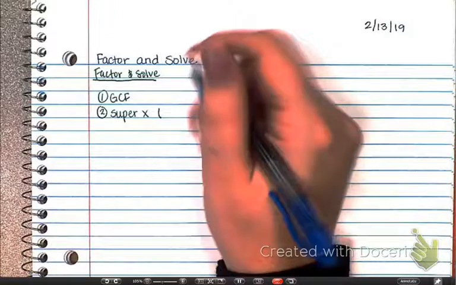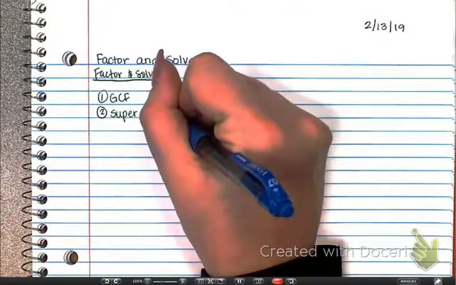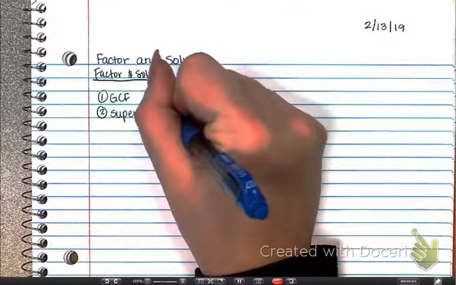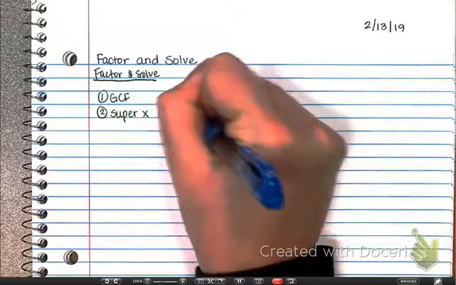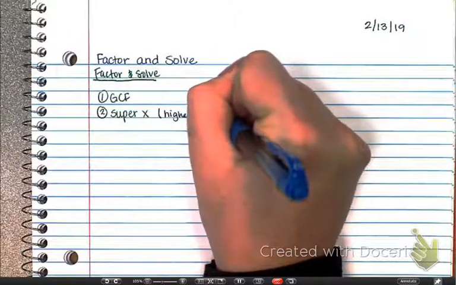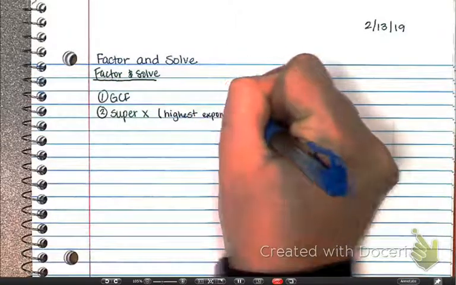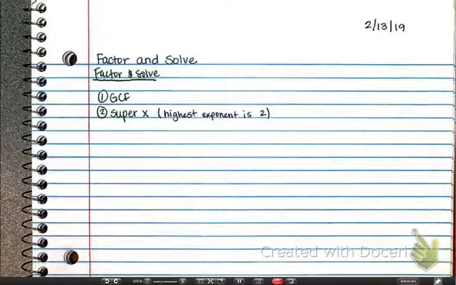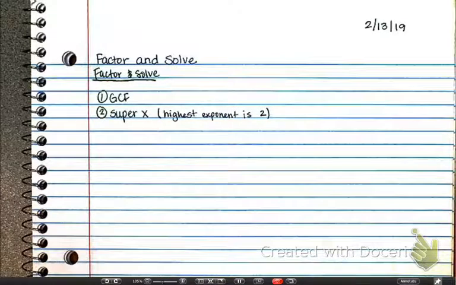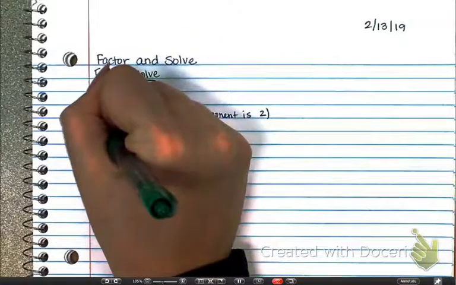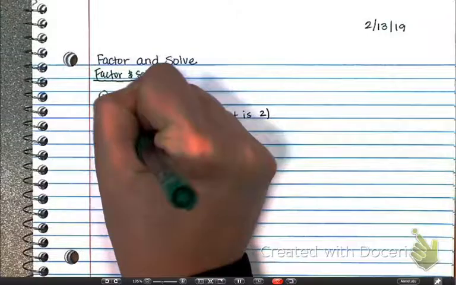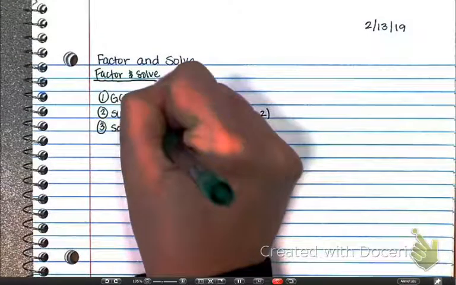Go ahead, Connor. Exponent higher than 2. Less. So highest exponent is 2. If you have anything lower or higher than 2 as your highest exponent, you cannot use the Super X. So your highest exponent has to be 2 for the Super X. Once you've factored, our last step is going to be to solve. Set each factor equal to 0.